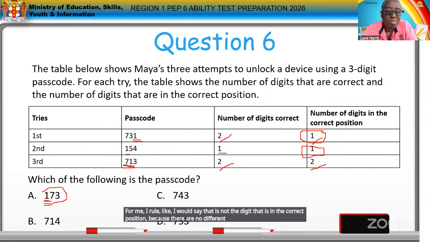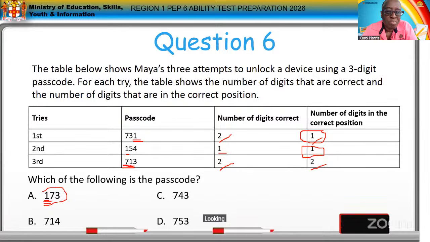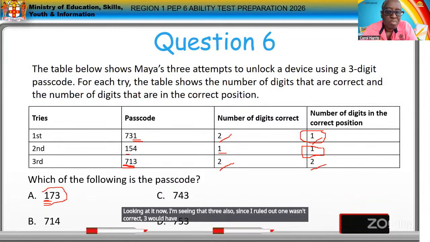So I'm moving on. I'm looking for 5 and 4 now. 5 and 4 were not in option 1 or the first passcode. Looking at it now, since I ruled out 1 as not correct, 3 would have been the next code, the second code that is correct. So we are agreeing that 7 is correct, and now 3 would have been the next one that's correct.